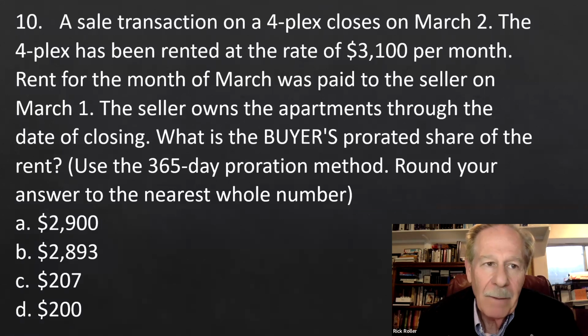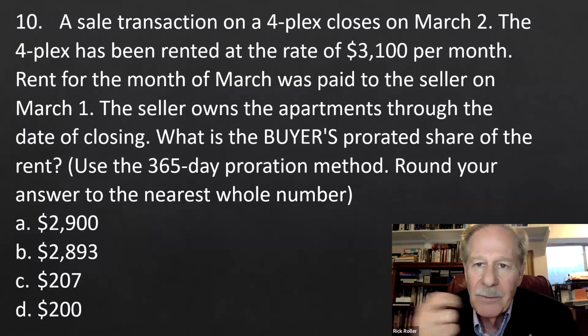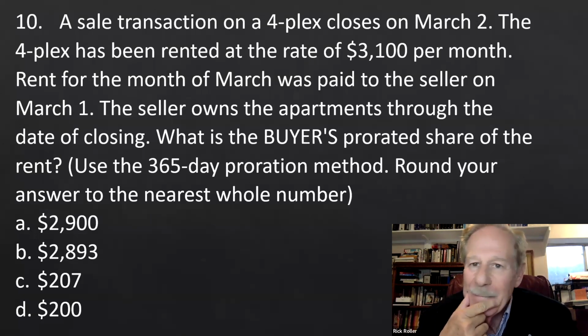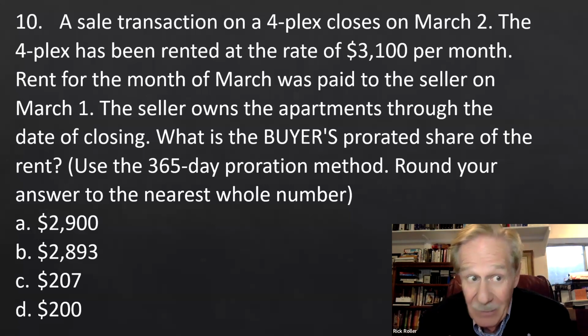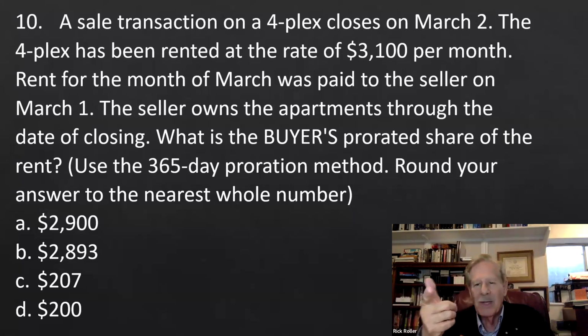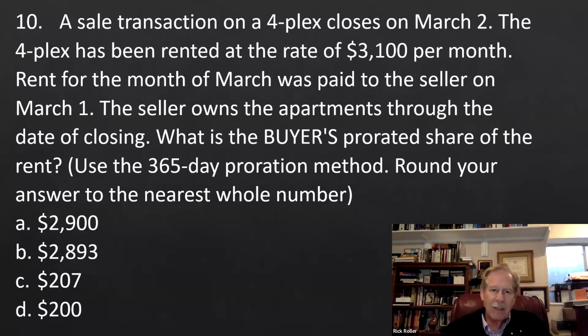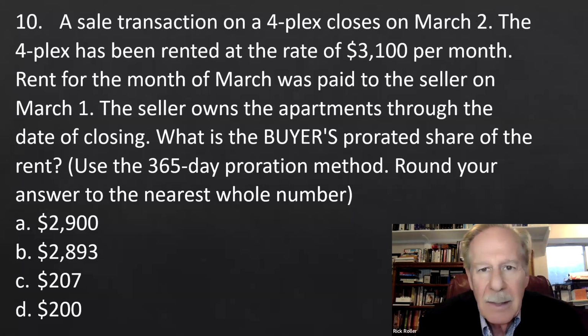Assume a transaction on a 4-plex, it's 4 units, closes on March 2nd. Cool. Beginning of the month. Nice to have closings at the first of the month too. The 4-plex has been rented at a rate of $3,100 per month. Rent for the month of March was paid to the seller on March 1st. So closing on March 2nd. So the seller collected the rent for the whole month, but he didn't own it for the whole month. He only owned it for 2 days, okay, of that month. So the seller owns the apartments through the date of closing, so he owns it for the 2 days.